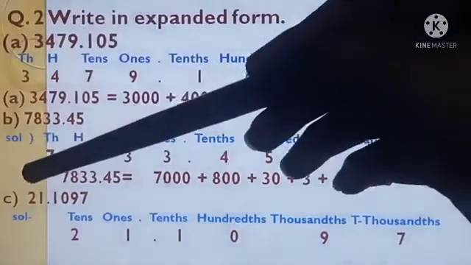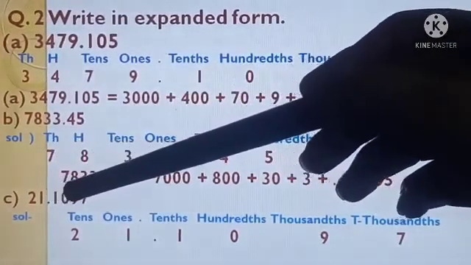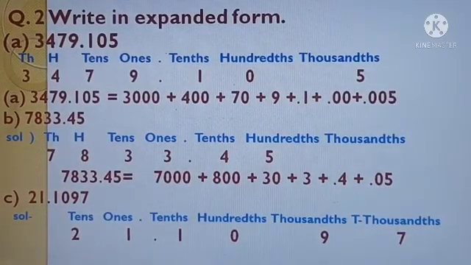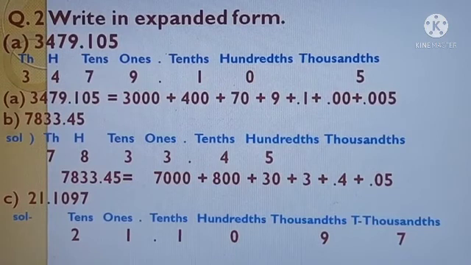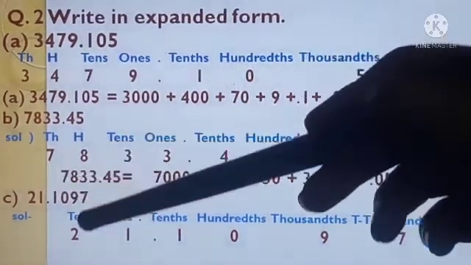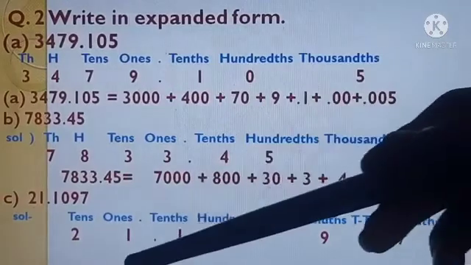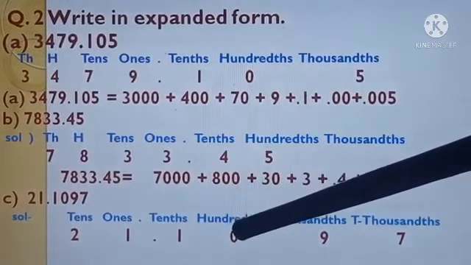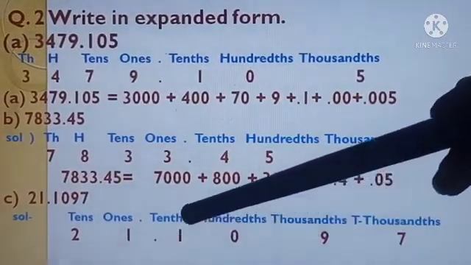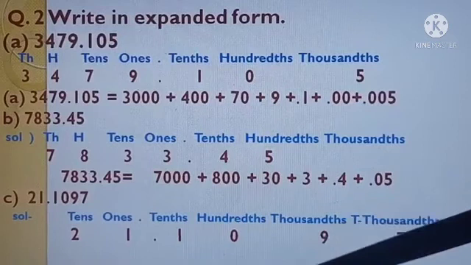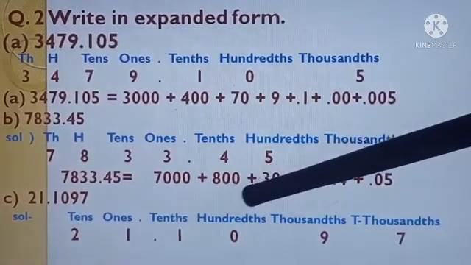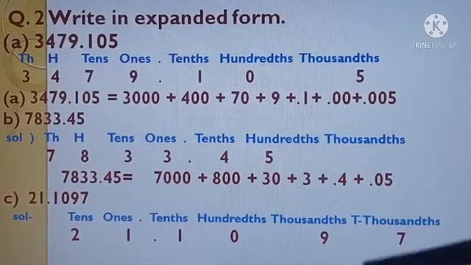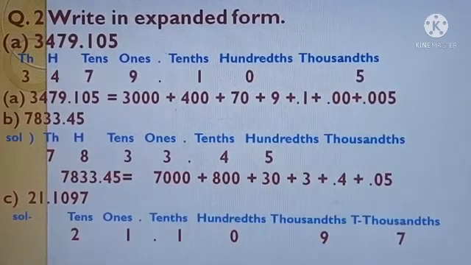Next, C part, 21 decimal 1097. Don't read it 1097. After decimal, you have to read single digit. So 21, that is 2 tens, 1 ones, that is 20 plus 1, plus decimal 1, plus decimal 00, plus decimal 009, plus decimal 0007. We are writing the place value of 7, so 7 stays at its place, remaining all will become 0. Right?